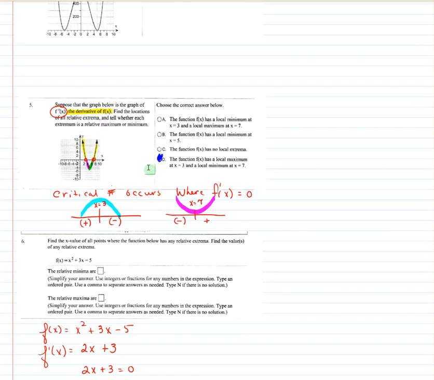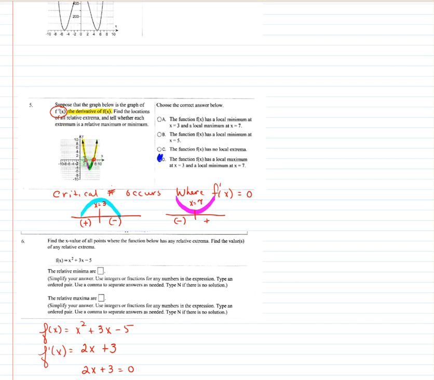This one you have to read carefully and think about what it's asking and what you're seeing. This graph below is the graph of f prime of x. This is the derivative of your function, not the original. Find the locations of all the relative extrema and tell whether it's a min or a max. So the critical number occurs where f prime of x is equal to 0. So remember, this is y equals 0. So we have 2 points where f prime, this function, is equal to 0. It looks like that's at x equals 3, and that's at x equals 7.